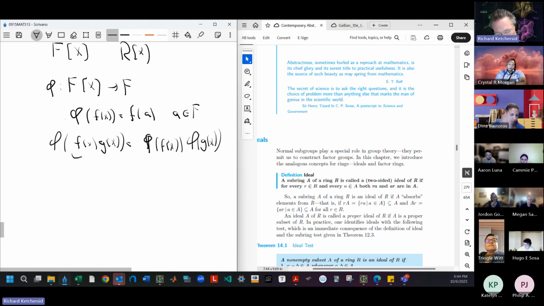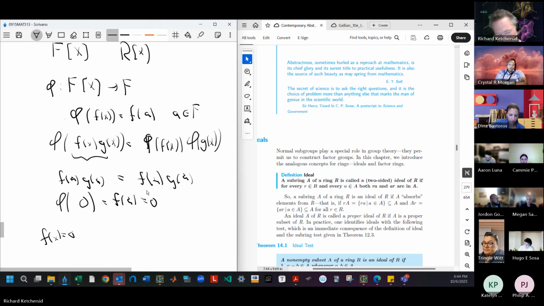So let's see if this is true. On this side, I have phi of a, g of a. That's what phi of this is, right? And on this side, I have f of a, g of a. So there's really nothing to do. Phi of the 0 map is just f of x equals 0 for all things, which is clearly going to be f of a, which is 0. So it maps 0 to 0, and addition is the same kind of thing.